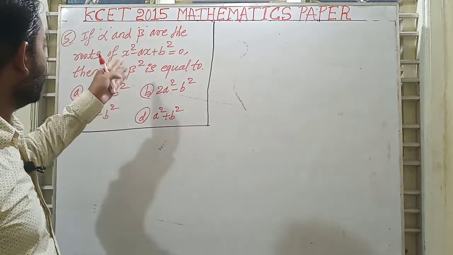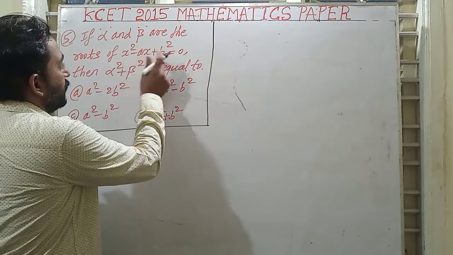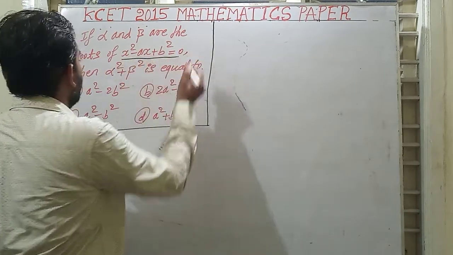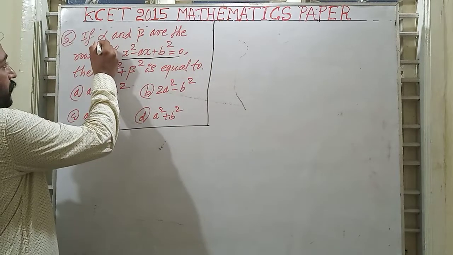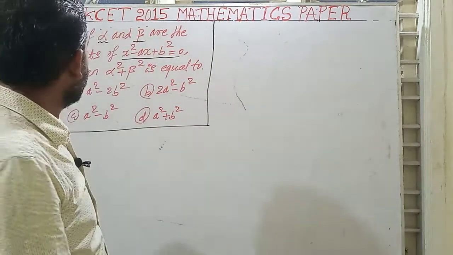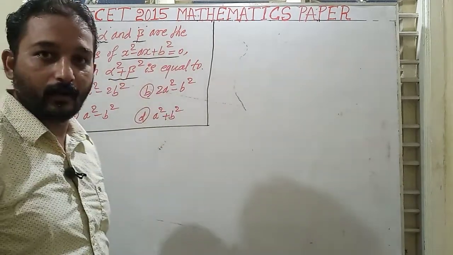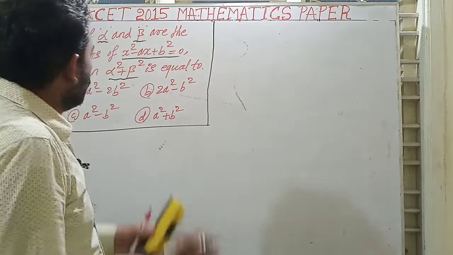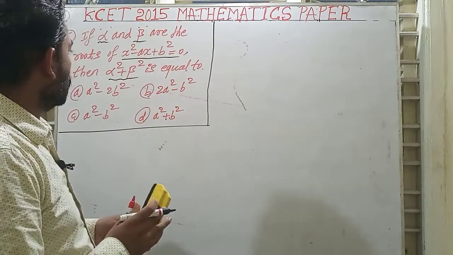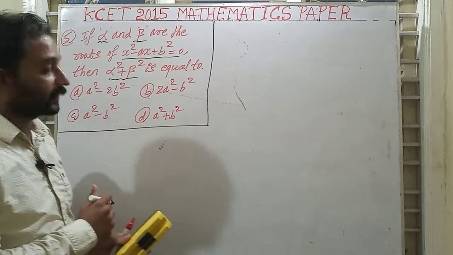So basically this problem depends on the quadratic equation x square minus ax plus b square is equal to 0, where alpha and beta are the roots of this quadratic equation. Then we have to find out alpha square plus beta square is equal to what? So we need 2 formulas to solve this question. The first one depends on the roots of the quadratic equation.